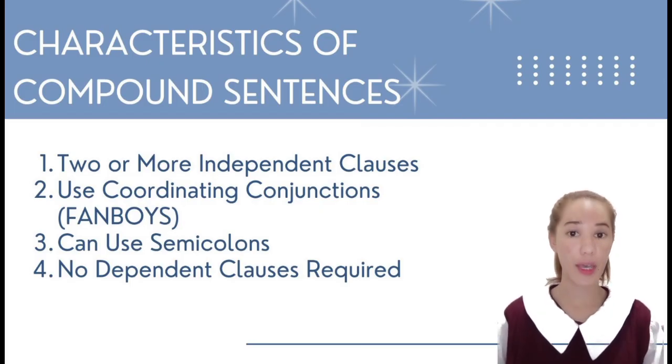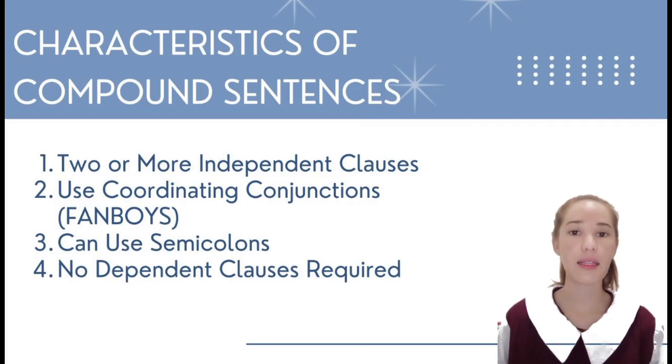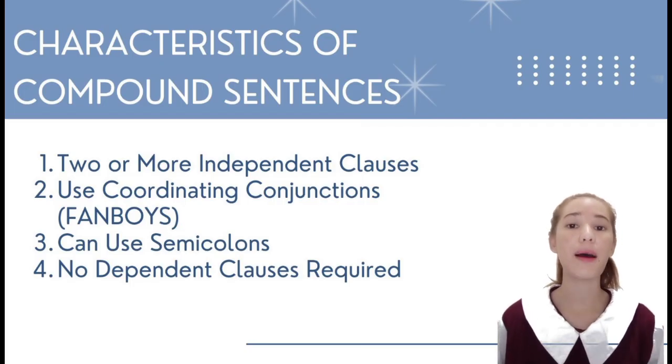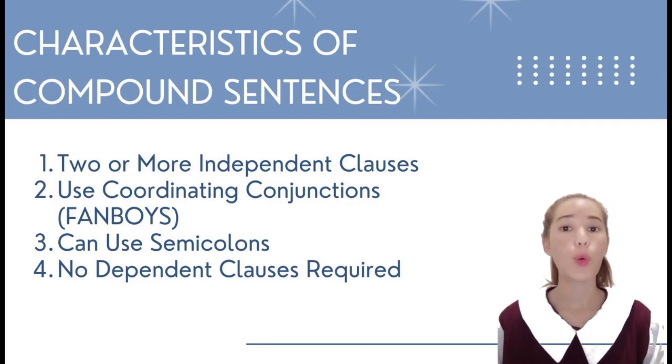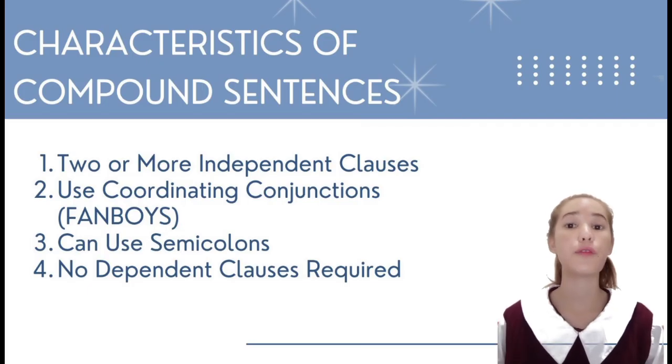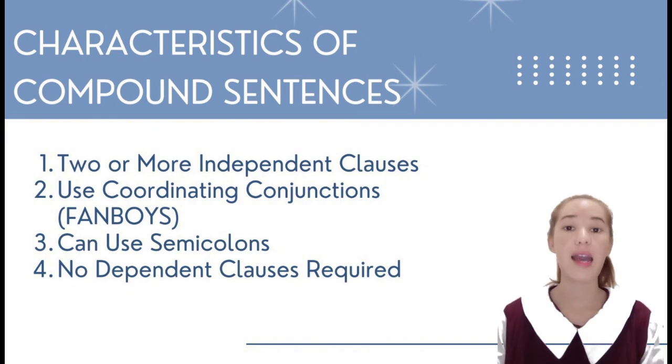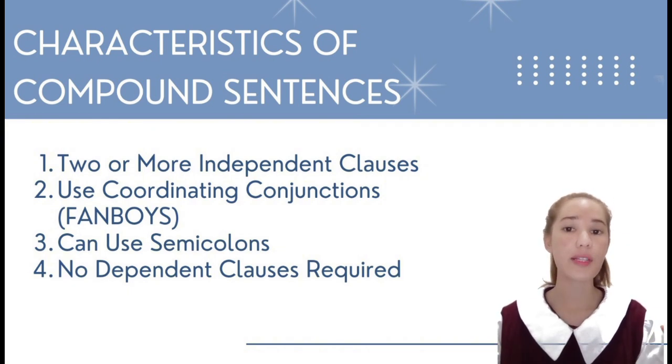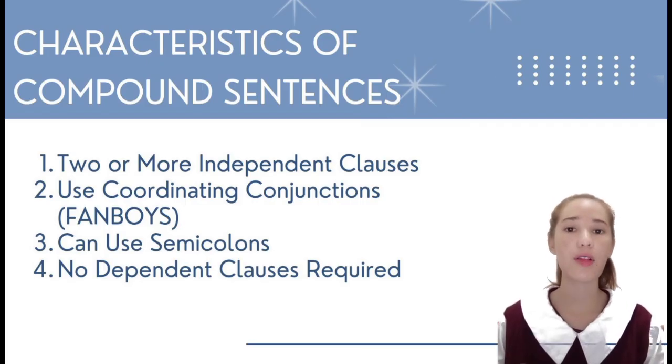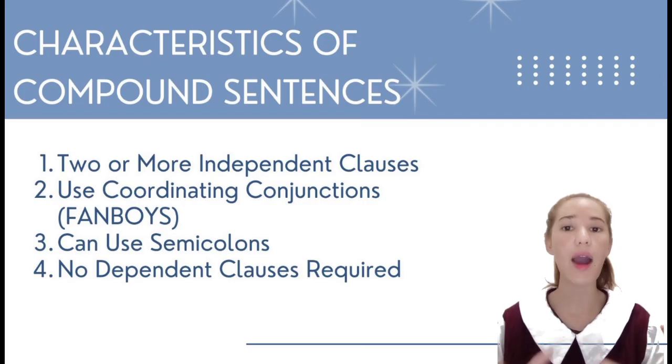Let me give you an example. In the sentence, "I study hard, but I failed the exam," we have two clauses. The first clause is "I study hard," which can stand alone as a complete sentence. The second clause is "I failed the exam," which can also stand alone as a complete sentence. Both clauses are independent, and that's why this is a compound sentence.